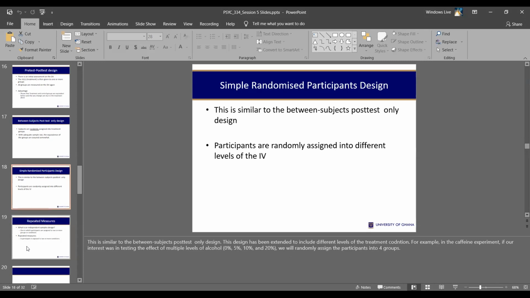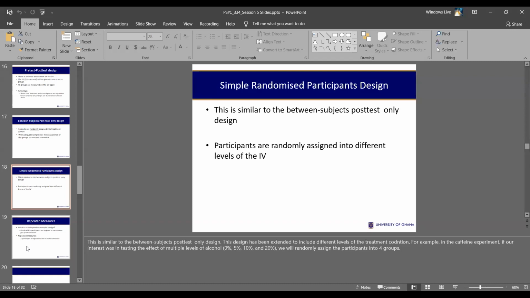So the next one is simple randomized participant design. We normally say that this is related to between subject design, also known as independent measures design. So it means we have two groups. Okay, two groups, that's control group.